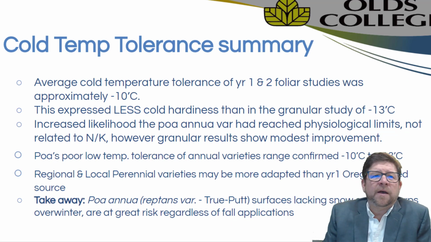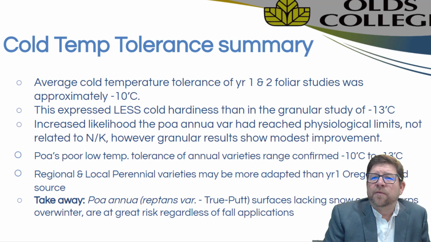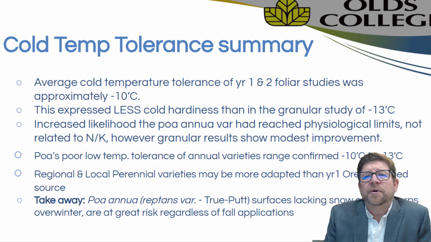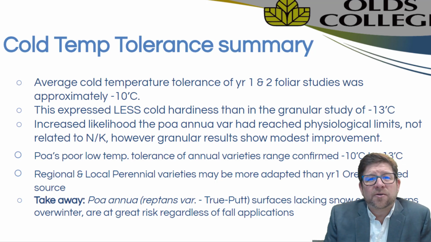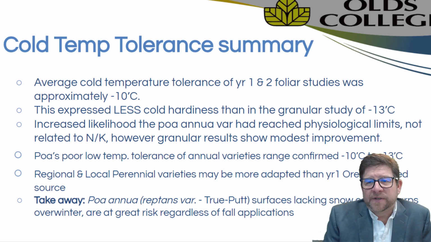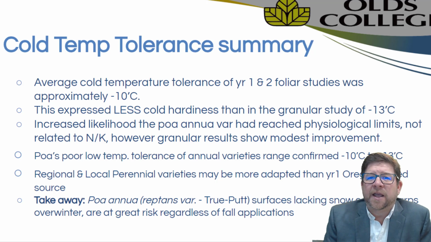So the summary, average cold temperature tolerance of year 1 and 2 foliar studies was about 10 degrees into the negative. This expressed less cold hardiness than the granular study of -13. So, which is interesting. Increased likelihood of annual bluegrass had reached physiological limits. Not related to N and K, but granular results did show modest improvement.